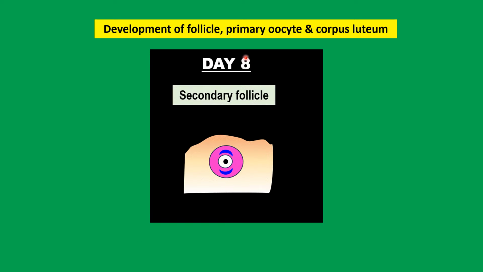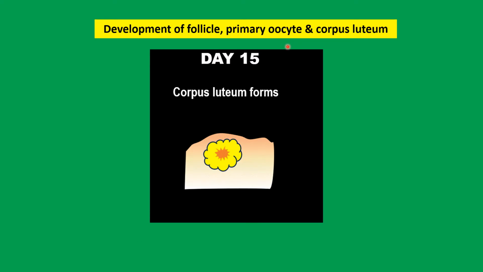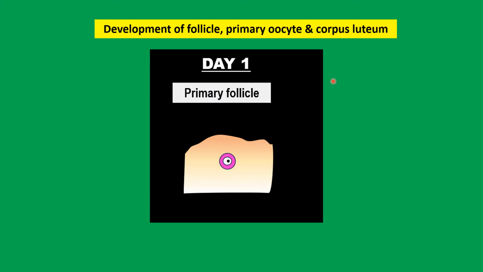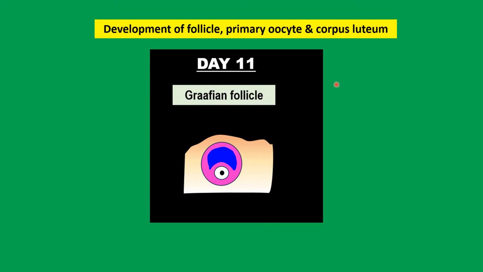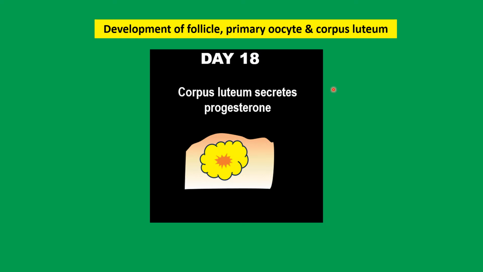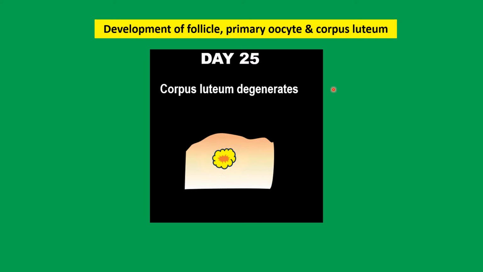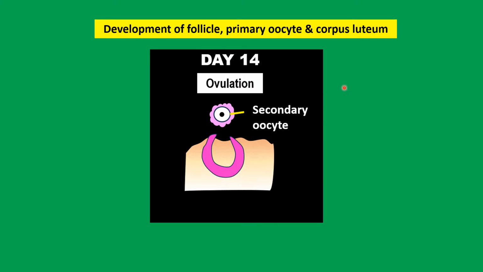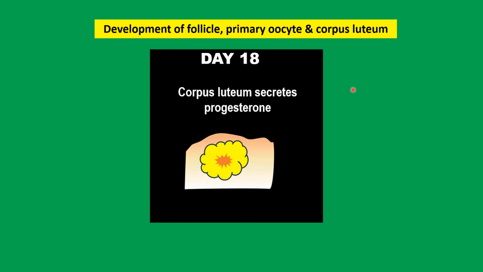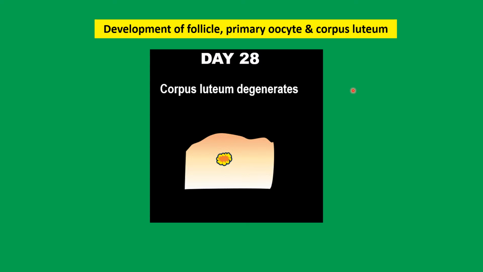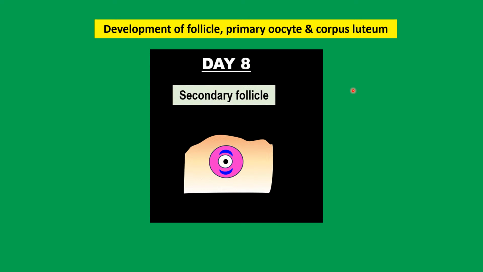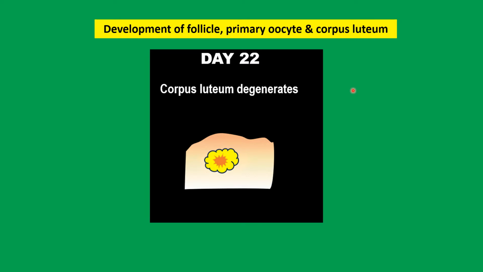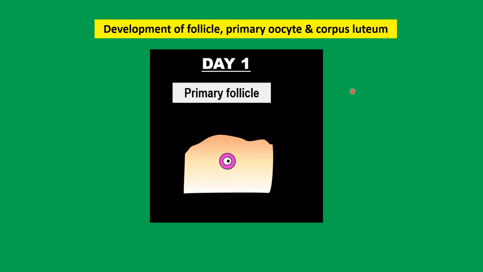So this second animation shows us the development of the follicle and the primary oocyte inside, and then the formation of the corpus luteum. Let's start with day 1. Primary follicle grows to form secondary follicle and then Graafian follicle. Ovulation on day 14. Day 15, corpus luteum is formed and then degenerates later on if there's no fertilization. One more time. Primary follicle grows, secondary follicle, Graafian follicle, ovulation, corpus luteum forms, secretes progesterone, degenerates, and then starts all over again.